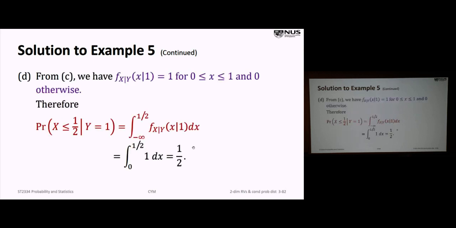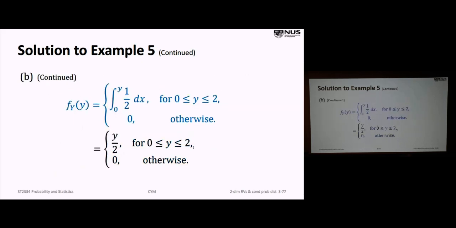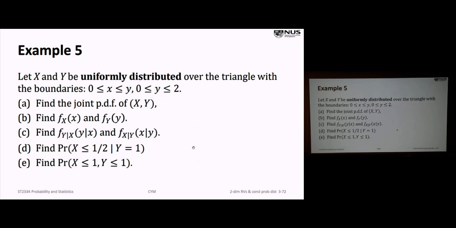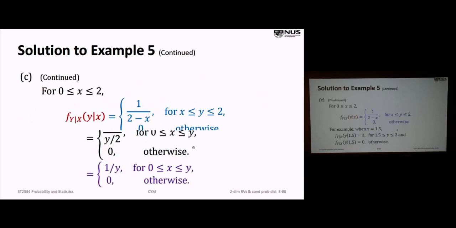All right, okay, so let's do part D and then we will finish. So we might finish like 1 or 2 minutes early. We want to compute the probability that x is less than or equal to a half given that y is equal to 1. Okay, this is not very difficult in some sense because we have done all the hard work already.